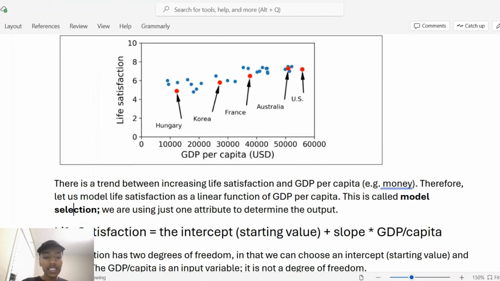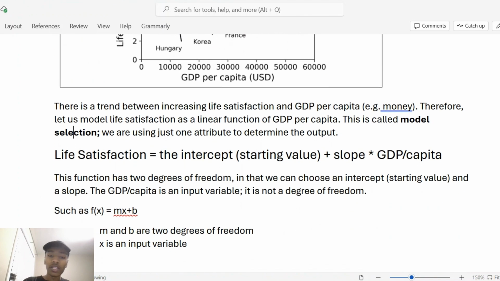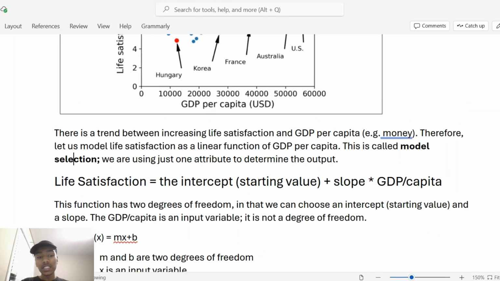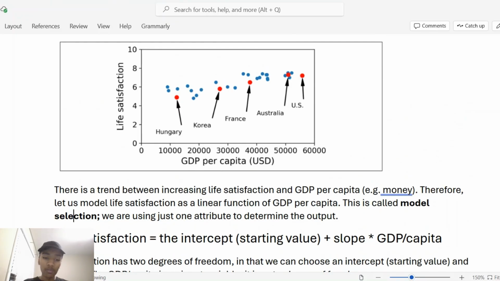And the equation that we're going to use here, and we'll get into more of this in the next lesson, in the next tutorial, is going to be life satisfaction. Remember, that's the output. So we're setting that on the left-hand side, the y in that case, equal to the intercept, or the starting value, plus the slope times the GDP per capita.